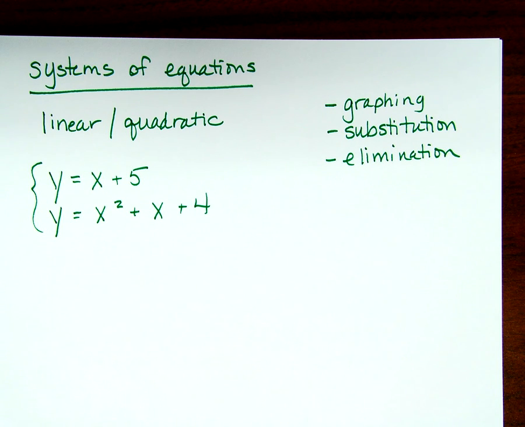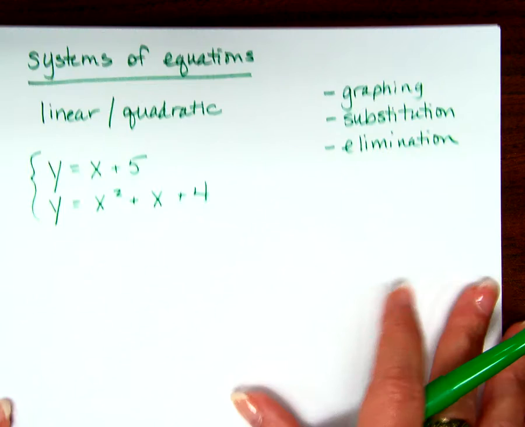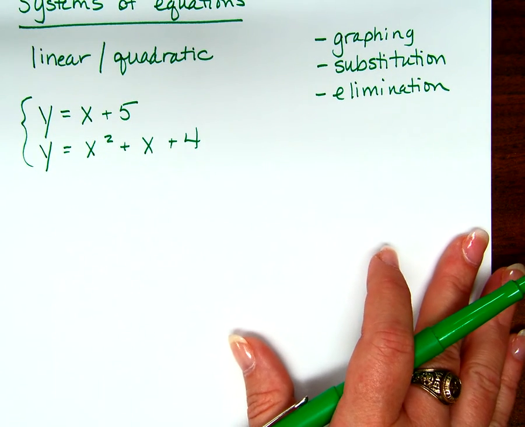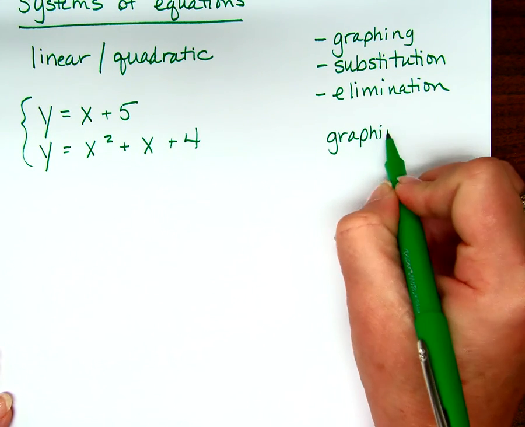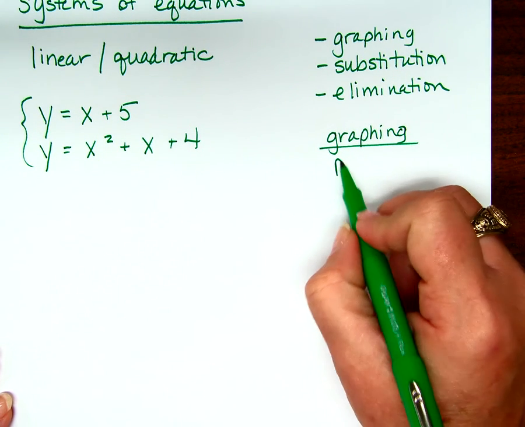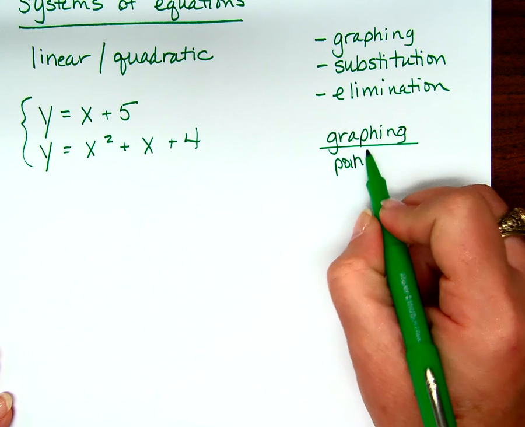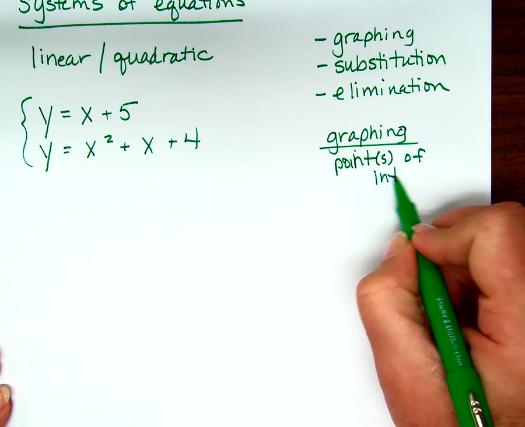That seems like a super obvious question, doesn't it? How do you solve it by graphing? You graph it, right? What are you looking for when you graph it? So for graphing, we're looking for the point of intersection or where they cross, right? P-O-I-N-T, point or points of intersection.